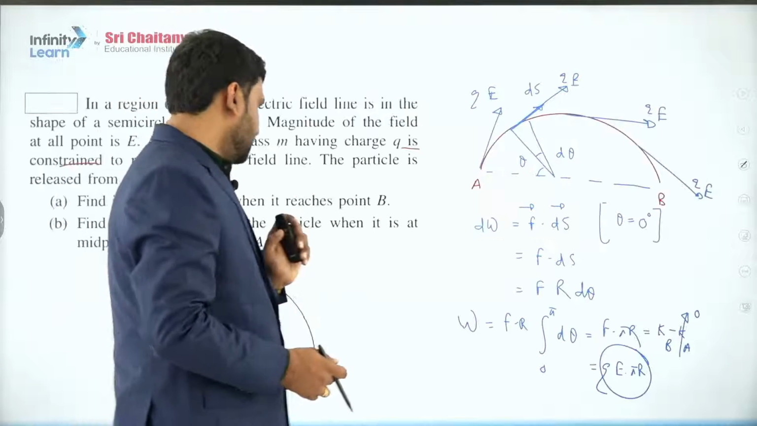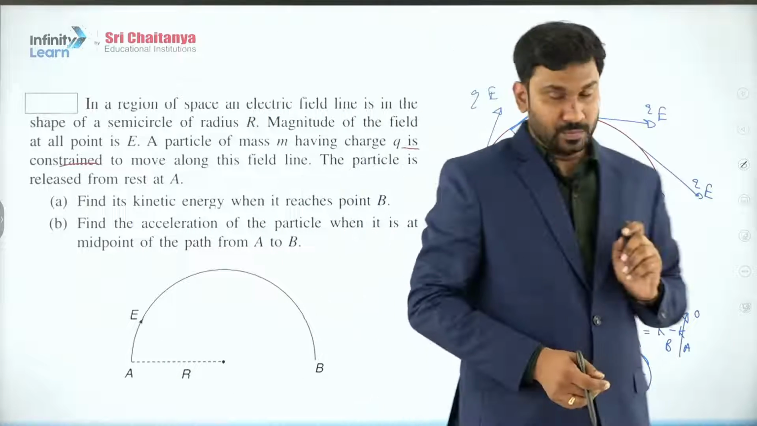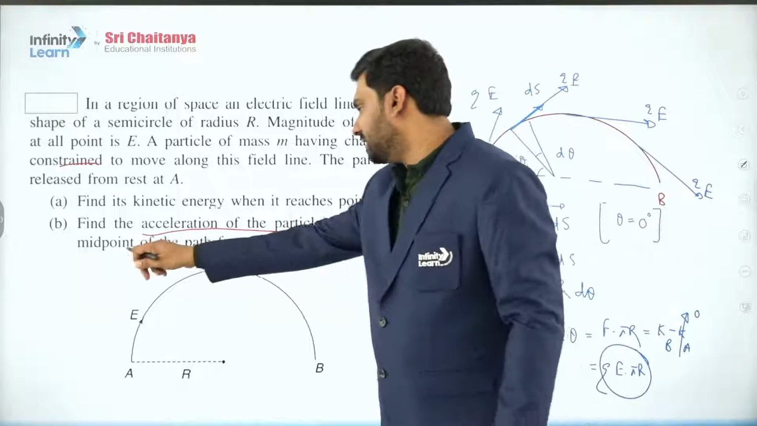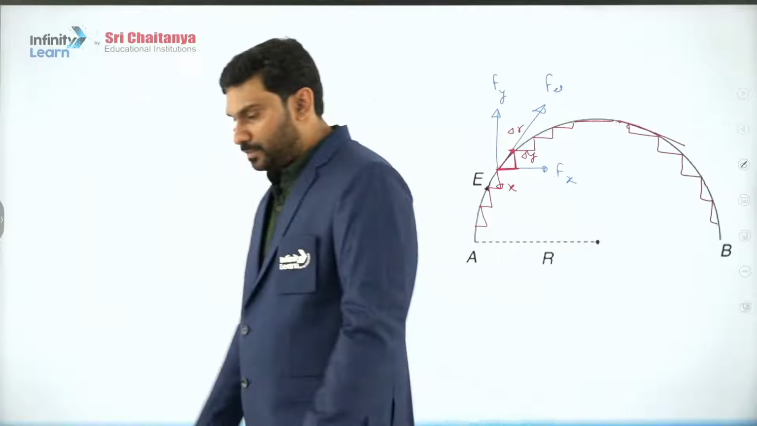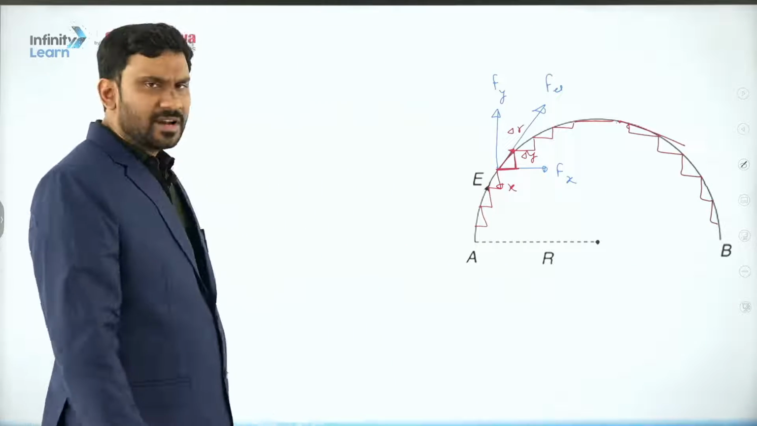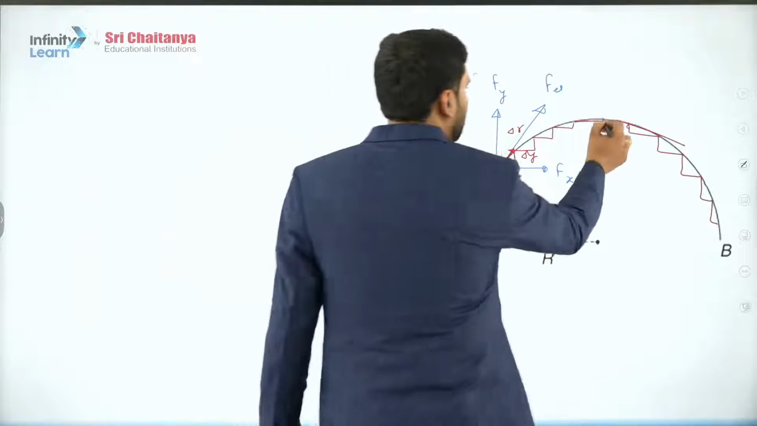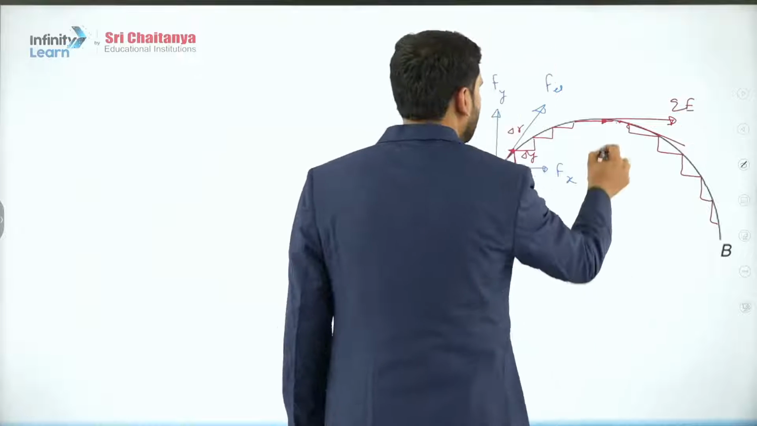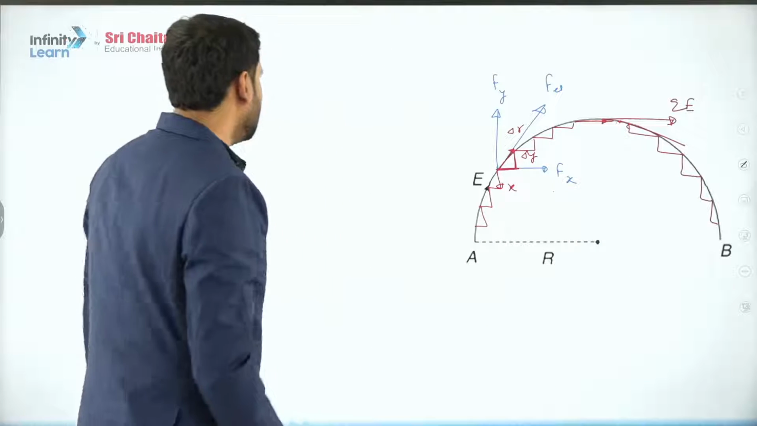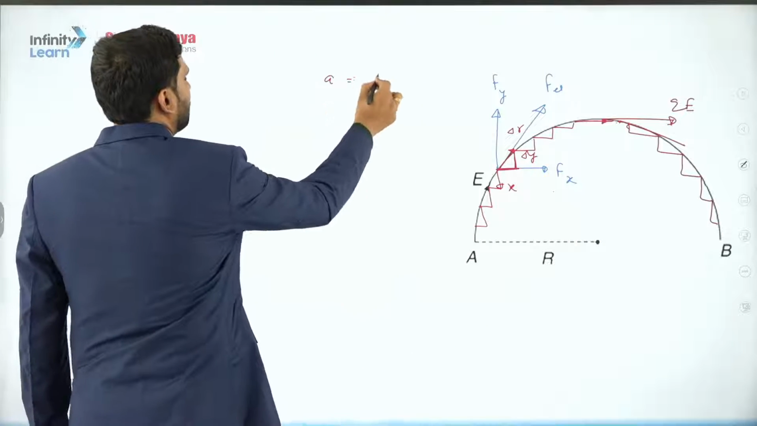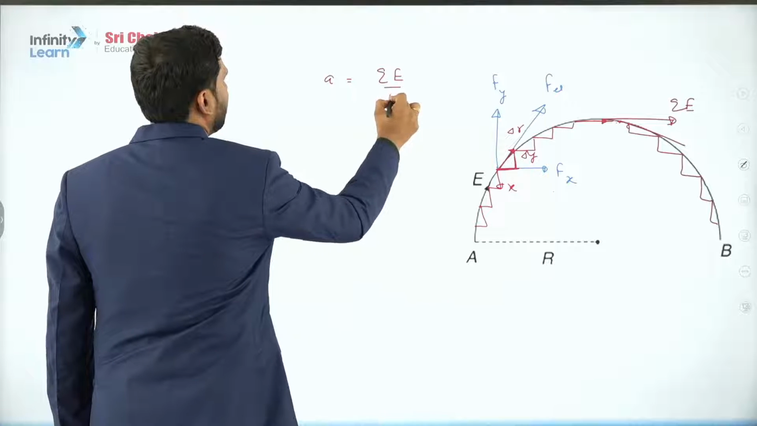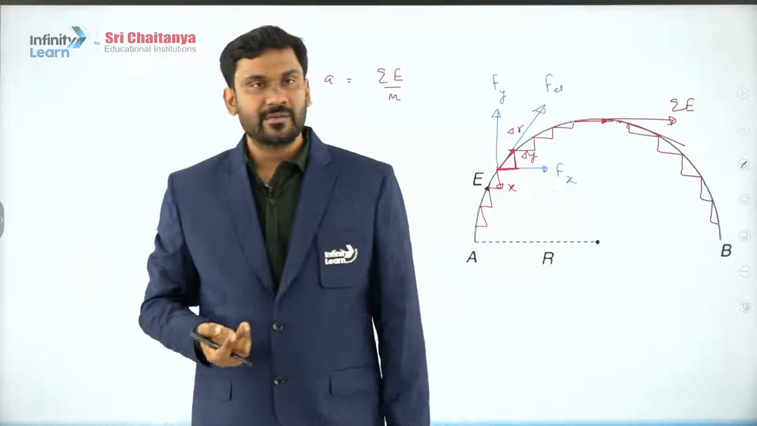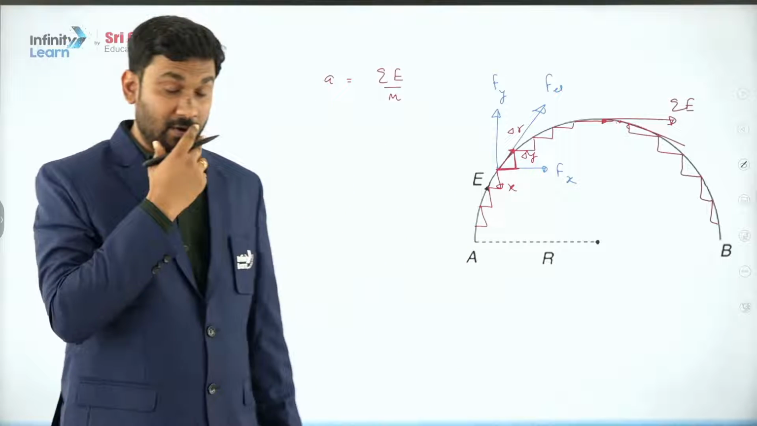Now the next question was very important. Question number 2 was saying, find the acceleration of the particle when it is at the midpoint of the path from A to B. You will say, sir, it is very simple, why not calculate it? The midpoint of the path is this. Force is QE. What is the acceleration then? He will say a is equal to QE divided by m. Job done. QE by m, there is no other acceleration, but wrong.